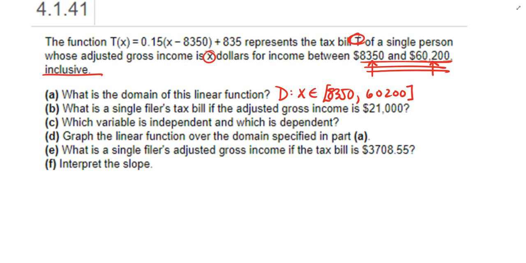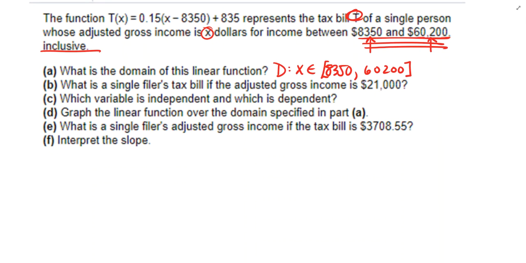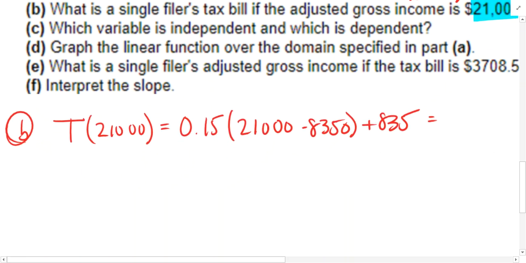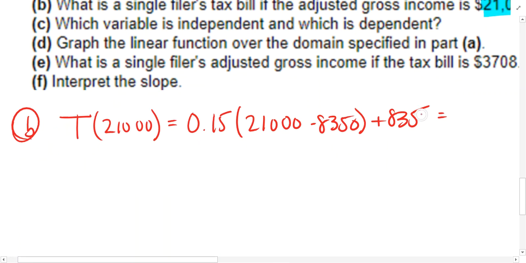For part B, what is a single filer's tax bill if their adjusted gross income is $21,000? Well, the first thing to check is whether or not $21,000 fits within this domain, and it does. And since it does, we can make a substitution. The tax bill, based on a $21,000 adjusted gross income, would be equal to 0.15 times (21,000 minus 8350) plus 835. Now, if you're using a basic calculator, like a cell phone calculator or a 4-operation calculator, you'll have to follow the order of operations on your own.